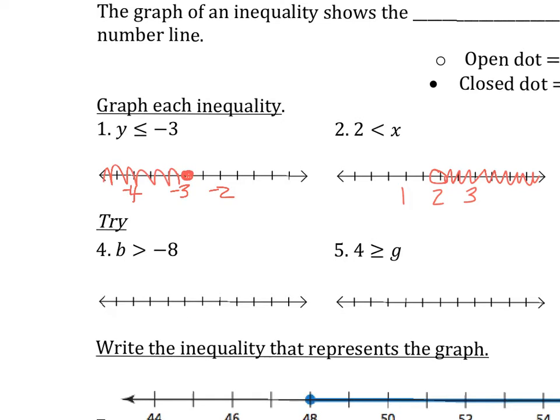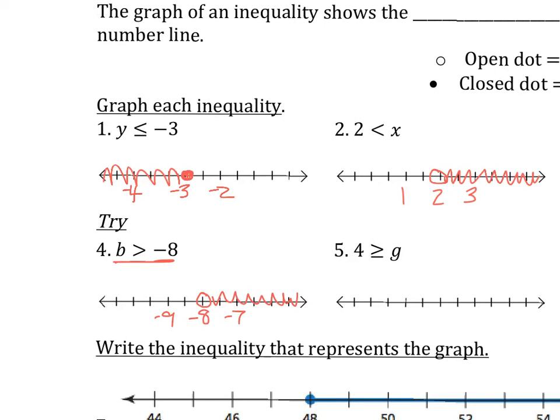All right, number 4, we have -8 as our indicator number. I want to get one bigger, -7, one smaller, -9. This inequality sign is not equal to, so it's going to be an open dot. And then the inequality says b is bigger than -8. So I want to shade bigger.